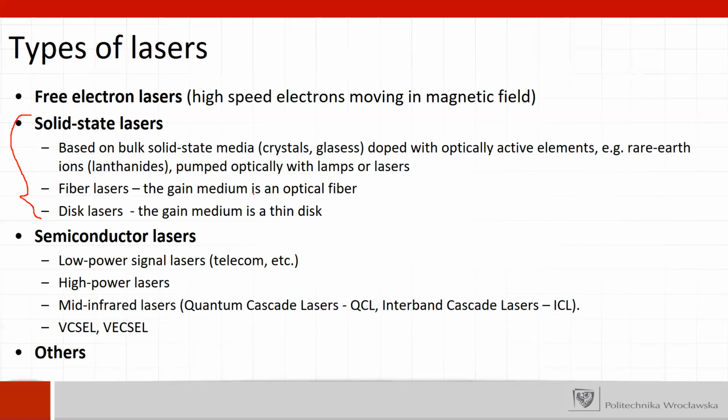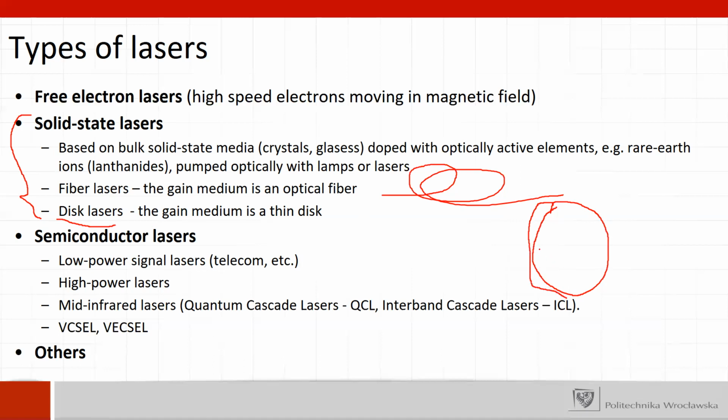Another subgroup of solid state lasers are fiber lasers. The gain medium is an optical fiber, where the core of the active fiber is doped with one of these materials, the same as in bulk solid state lasers based on crystals, and they can emit light. Another subgroup, disc lasers, where the medium has the form of a thin disc. The disc can have millimeters or even centimeters of diameter, but the thickness is really small, at the level of 100, 200 micrometers.